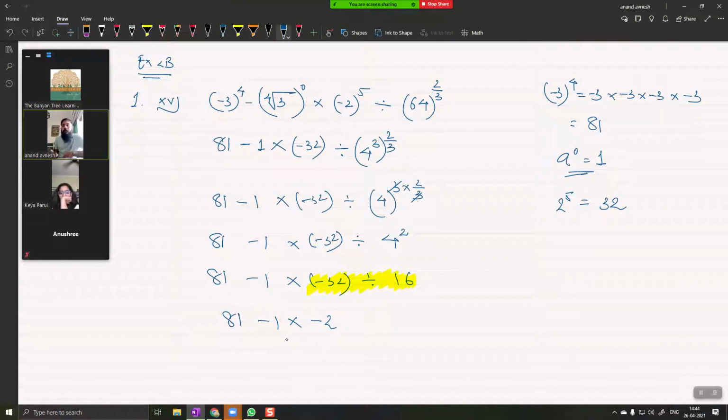Okay, now I'm going to multiply. If you see, we have 81 minus 1 times minus 2. I'm not going to disturb 81 minus 1, I'm going to keep it as it is. 1 times minus 2 is minus 2. So 81 plus 2, that is 83. If I have not made any mistakes in calculation, then this should be the correct answer. Check.